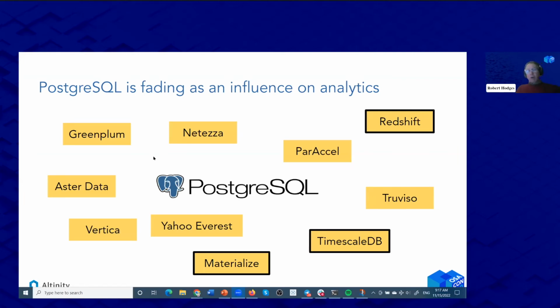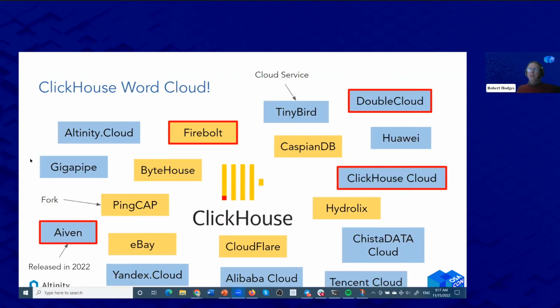However, if you look at this, the ones in black are the databases that are still active. All of the others are older databases, no longer really growing, no longer really influential. So Postgres is still out there. It's widely used. There are many cloud services that run it, many people who run it in applications of various kinds. What is now happening in the analytics space is its place is being taken by ClickHouse.